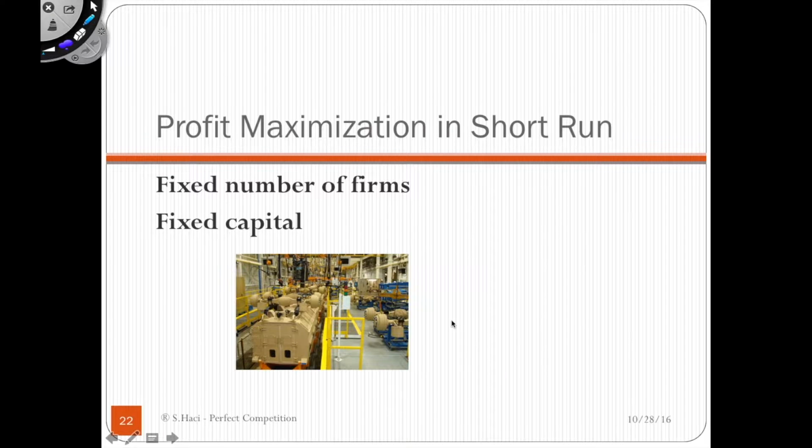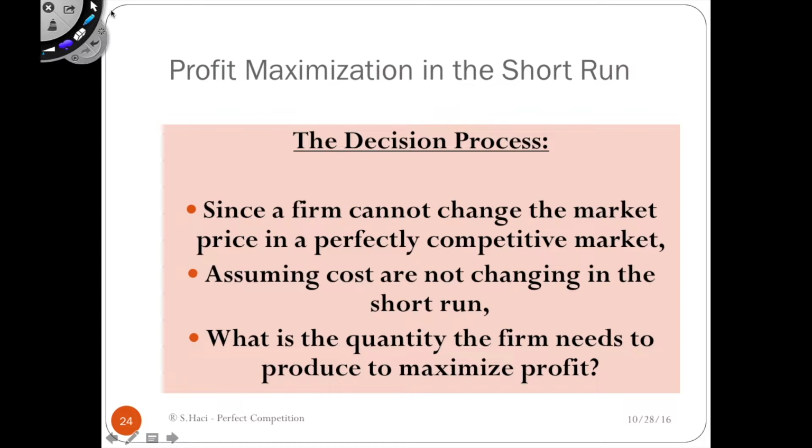Profit maximization. In the short run, firms face a lot of constraints. First of all, their capital is fixed, which means that machinery, tools, and buildings are unchangeable in the short run. In the market, the number of firms is also fixed, which means there's no entry of new firms and no exit of existing ones.